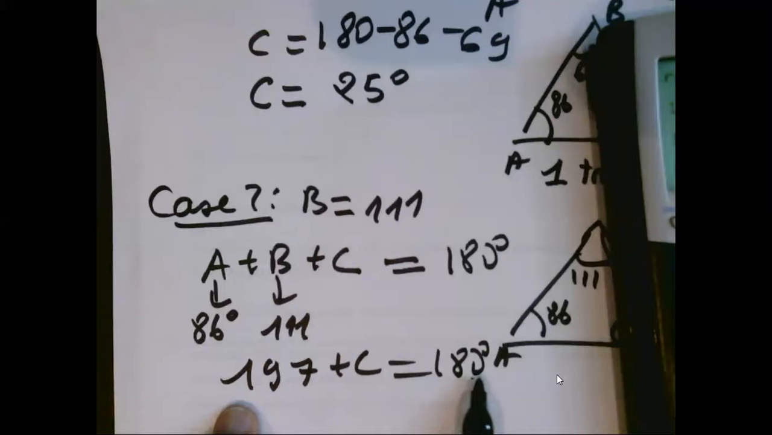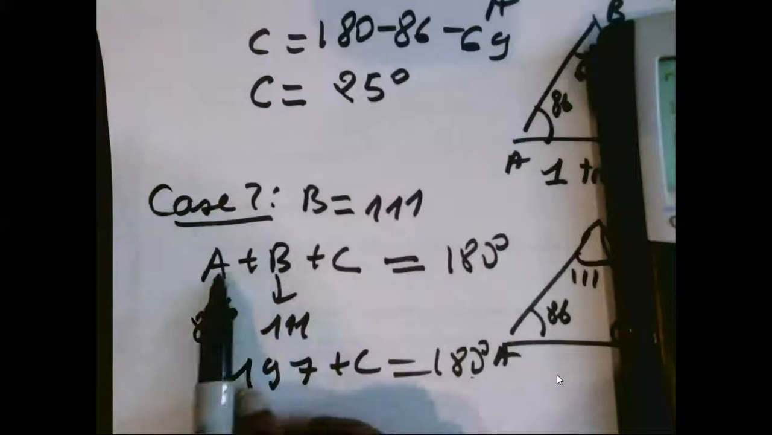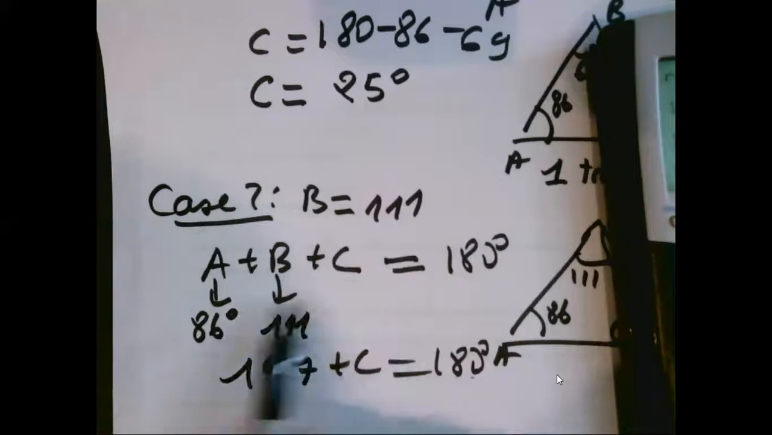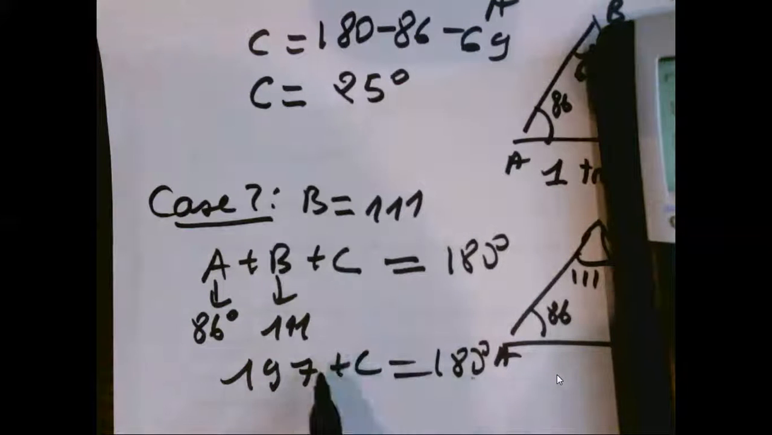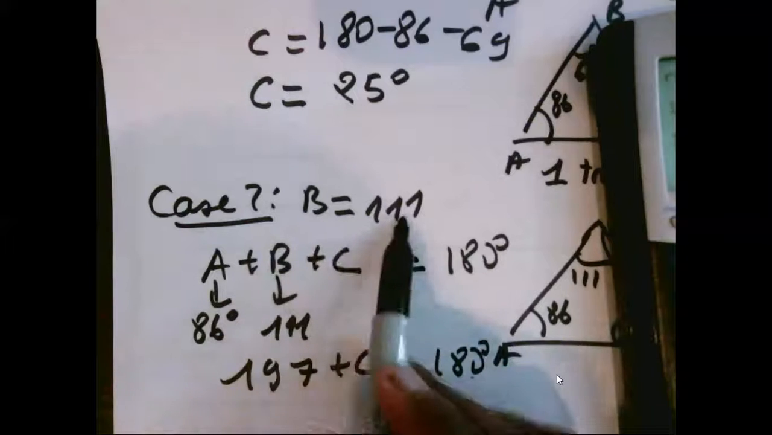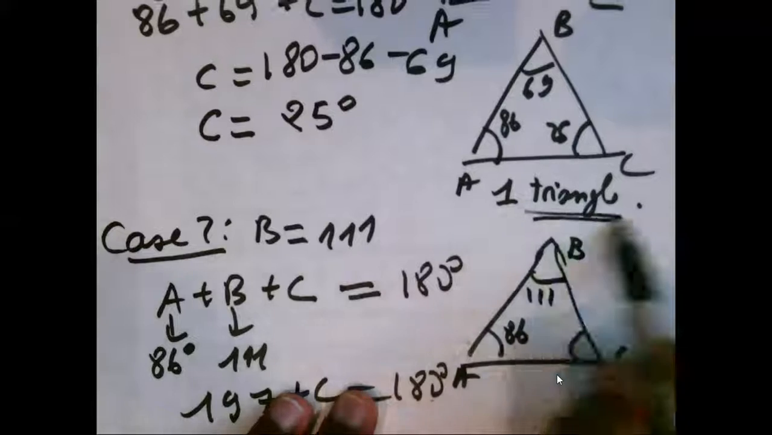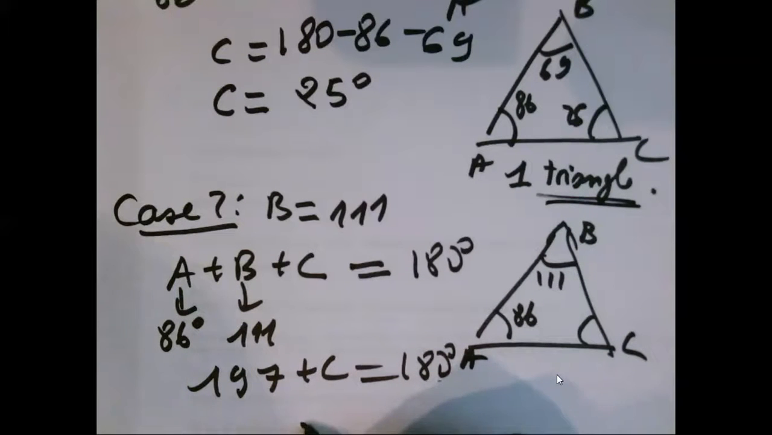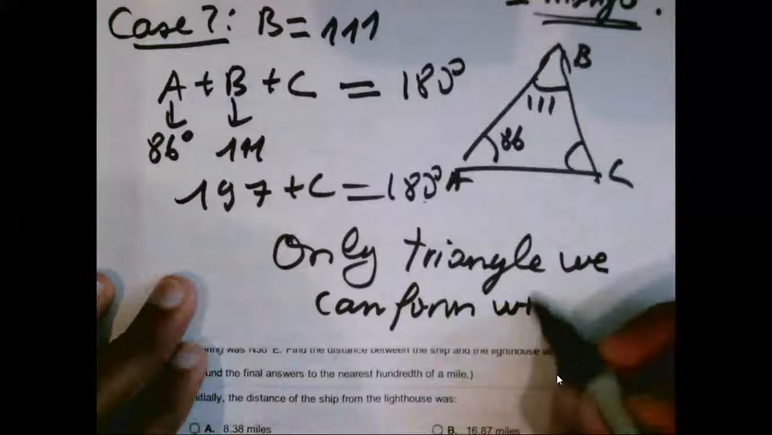So that means B being 111 is impossible. You can never have the sum of any two of the angles be 180 degrees or more. So we cannot consider the case that B is equal to 111. We only stick with one triangle. So in total, we can form only one triangle with the measurements, and that's it.